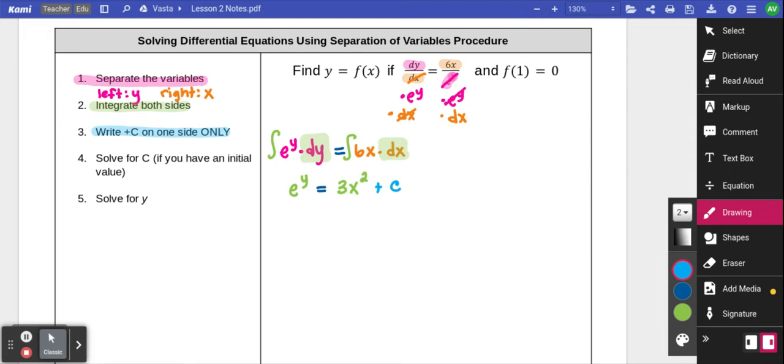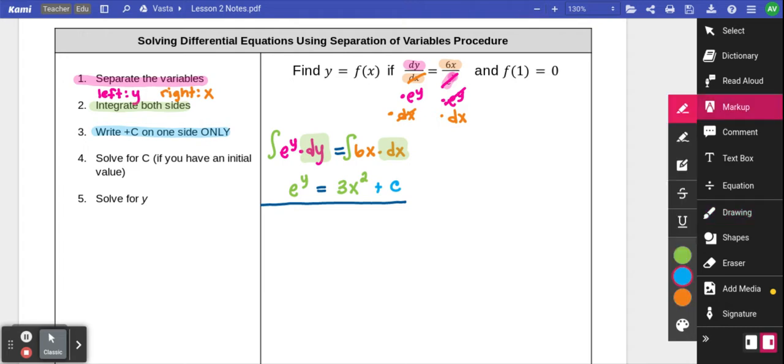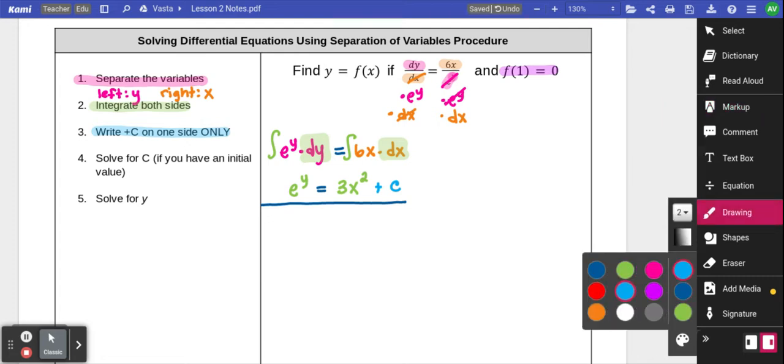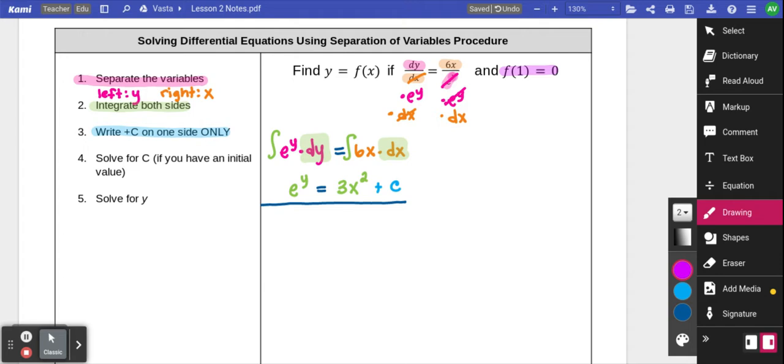After this, I like to think about the next few steps as sort of just algebraing. So the next step is going to be to solve to figure out c. Now that should sound familiar. In the previous lesson, we learned that after you do the antiderivative, you plug in your initial value to figure out what your c value should have been. So I'm going to go ahead and take this initial value right here, f of 1 is equal to 0, and I'm going to plug in the 1 and the 0 for the x and the y.